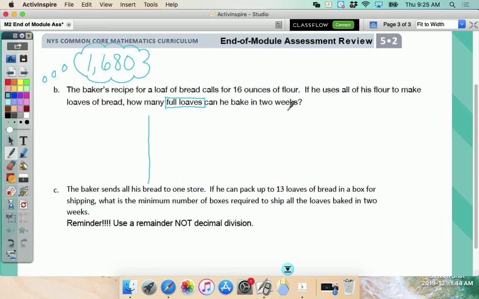So I need my 3 columns, correct? Yes. And my problem is going to be 1,680 divided by 16. Where should I put my box? Around the 16. So that means I'm going to have how many digits? 3. So I will estimate how many times? Very good.